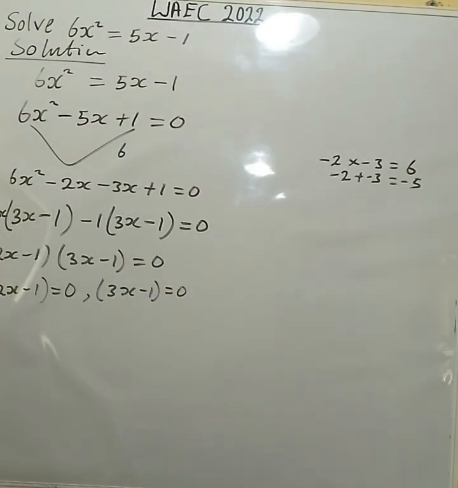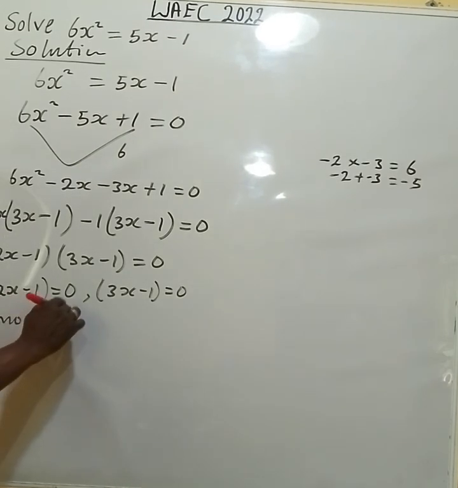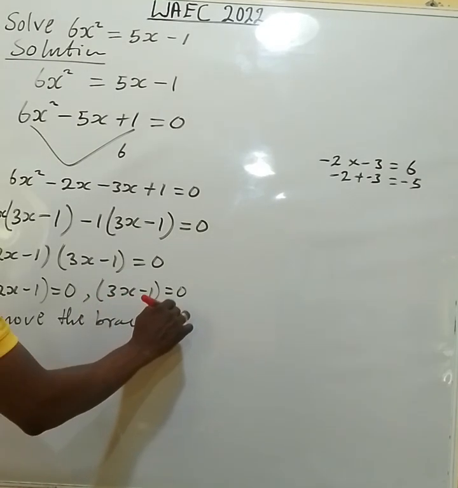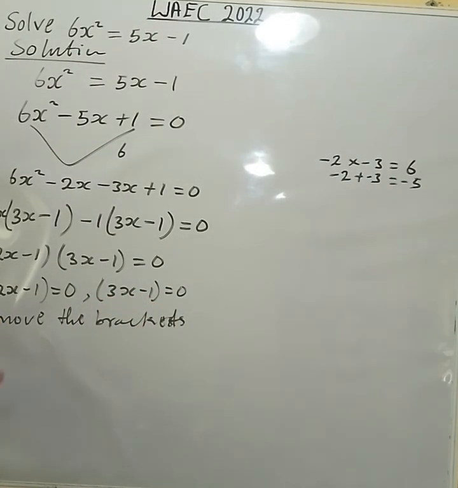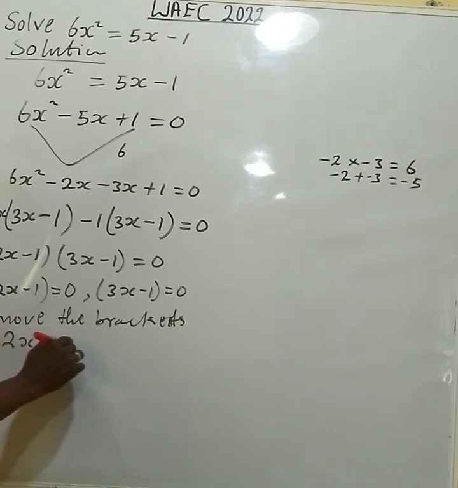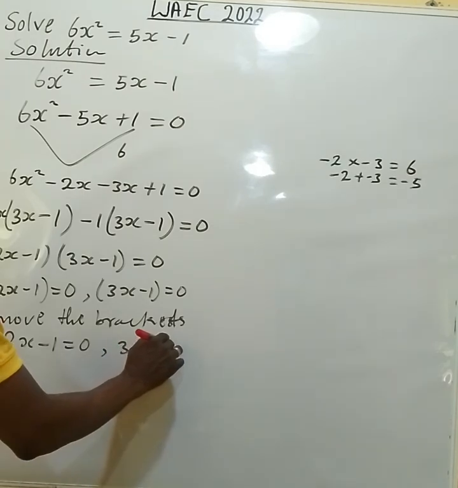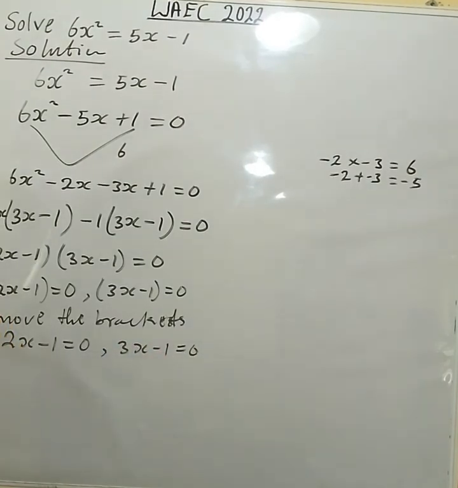Are we together now? So after that, this bracket, you will now remove it. You say remove what? The brackets. So when you remove the brackets, we now have 2x minus 1 equals 0, comma 3x minus 1 equals 0.